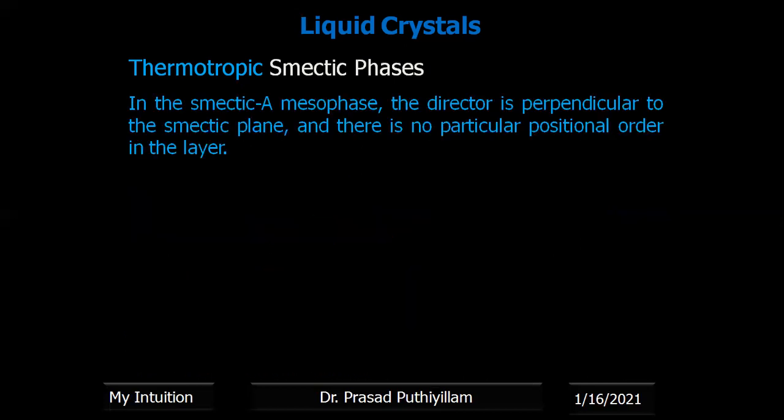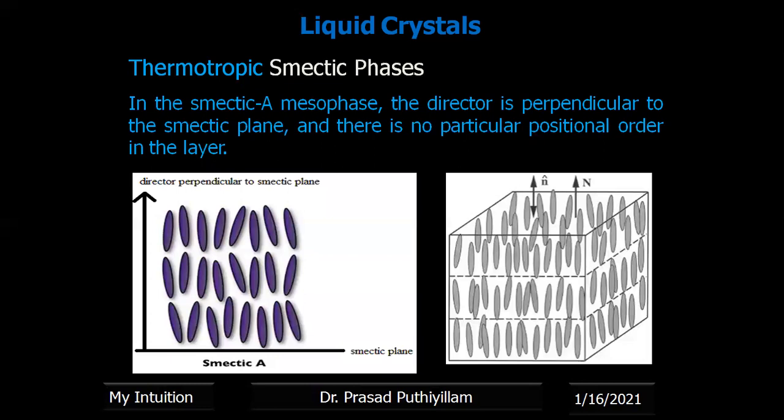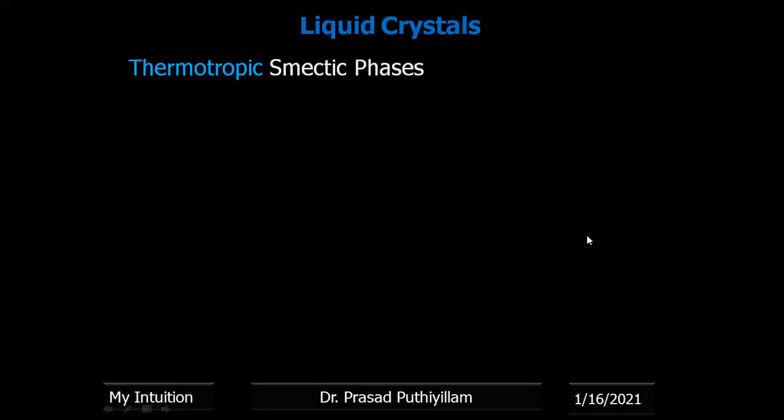There are many types of smectic phases. Three main types are smectic A, smectic C, and smectic B. In the smectic A mesophase, the director or the orientation is perpendicular to the smectic plane, and there is no particular position order in the layer. If I consider this as a smectic plane, in smectic A the director is perpendicular to the smectic plane, which is again represented in the second image.